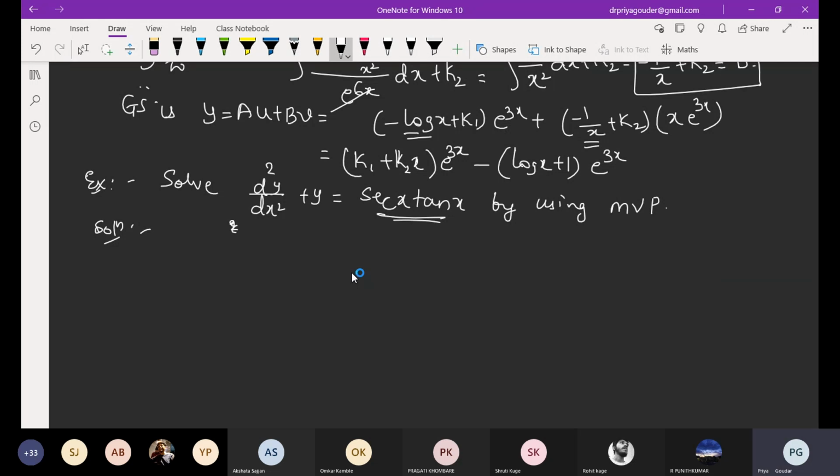Right. Solve d square y by dx square plus y is equal to secant x into tan x by using the method of variation of parameters. Write the equation: d square plus 1 into y equal to secant x into tan x. What is R? Secant x into tan x. What is the step to be written?